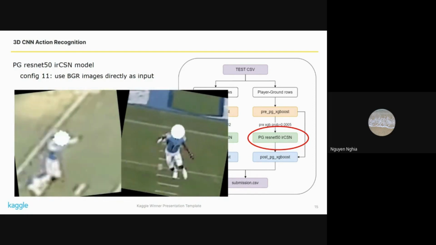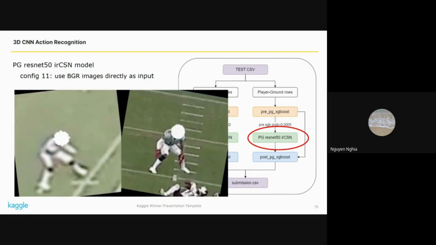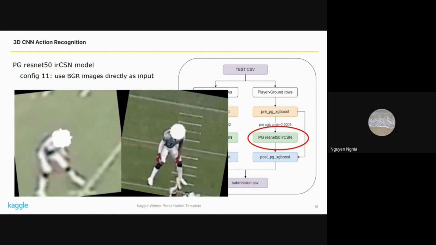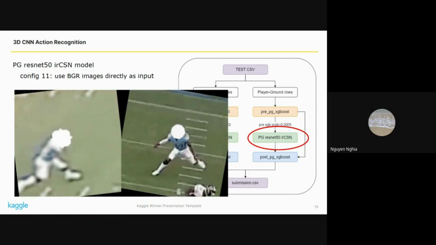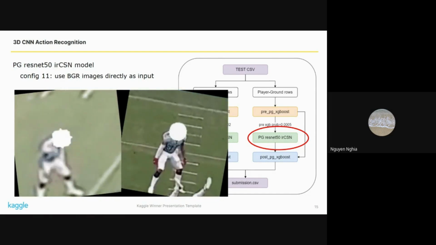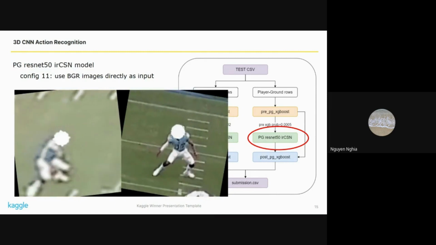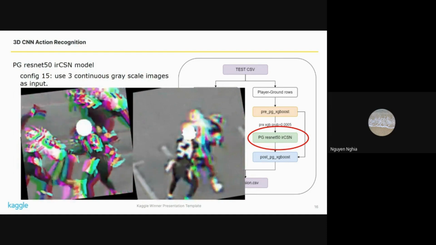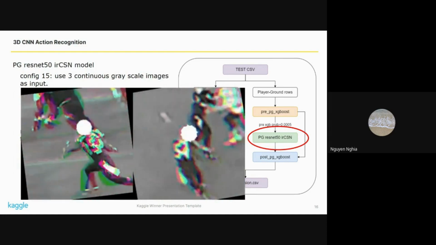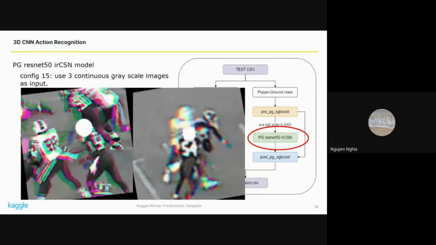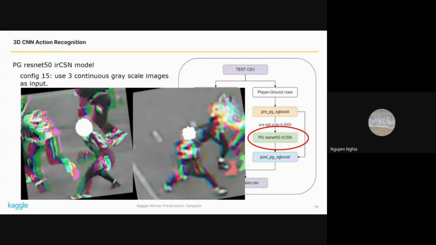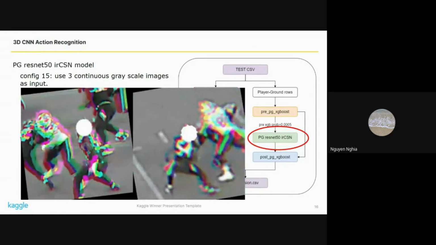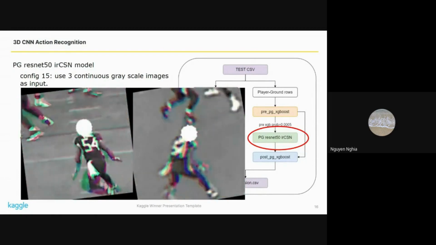And for this kind of contact, I use two configs. The first config is I use the BGR image directly as the input, like in here. And the second config is I use three continuous grayscale images and make one three-channel image, and make a sequence of 23 images as seen here.